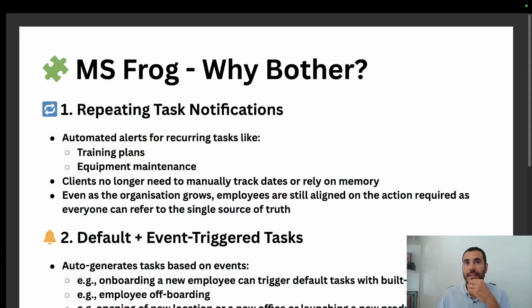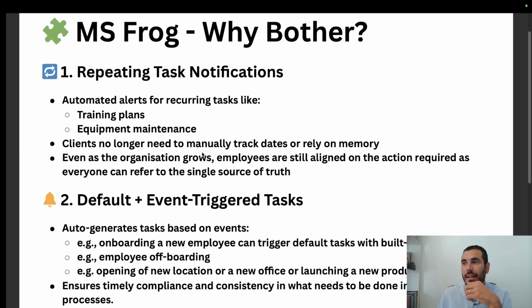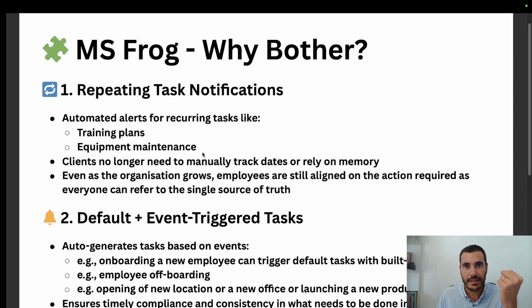Okay, so the first thing that we're going to discuss is the fact that within MS Frog we can have repeating tasks. So rather than having to remember which fire extinguisher is due for maintenance and when, or when the first aid certificate of that particular person is going to expire, or the fact that we have to get customer feedback on a periodic nature, rather than having these things in someone's mind, we can set these up as repeating tasks within MS Frog, which will automatically send us an email to remind us that we have to do these things. Okay, so that is the first thing.